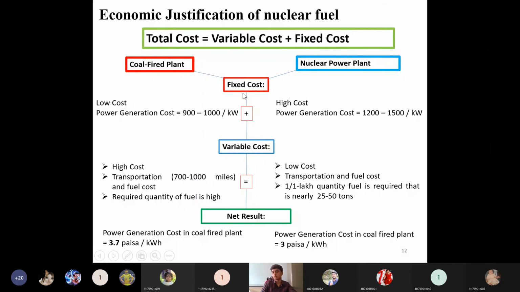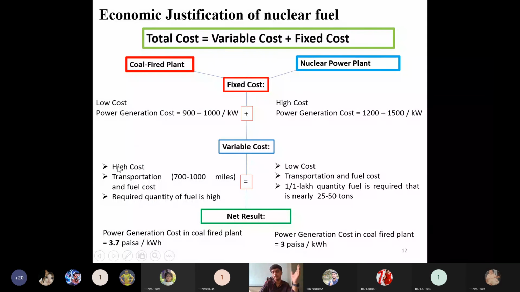This fixed cost is also known as capital cost. The variable cost is also known as operating cost. The operating cost of the coal-fired plant is very high. The operating cost of the nuclear power plant is very low. Why? Because the quantity of nuclear material required to generate electricity is very, very low compared to the quantity of coal which is required to generate similar power.